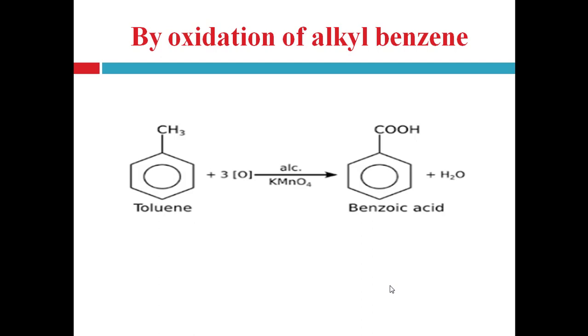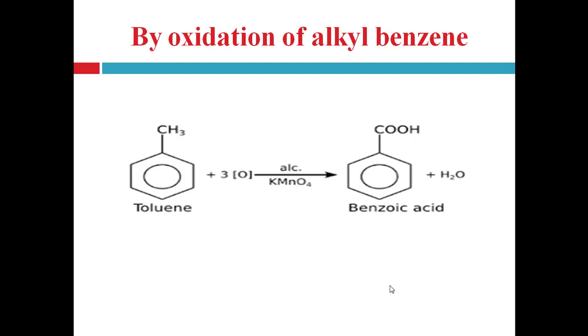Now aromatic acid can also be prepared from alkyl benzene by oxidation with dilute nitric acid, or by alkaline potassium permanganate, or by using potassium dichromate and sulfuric acid, or chromium trioxide and glacial acetic acid, right?